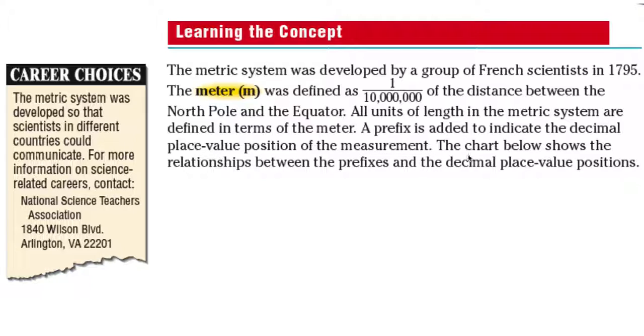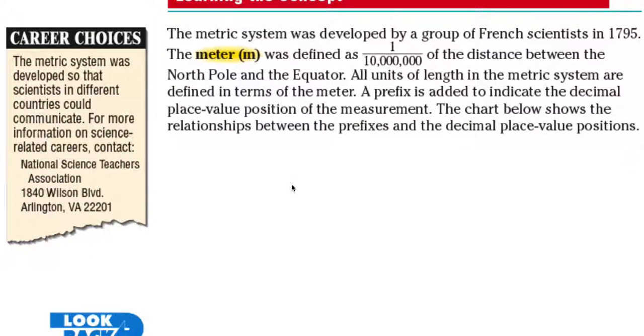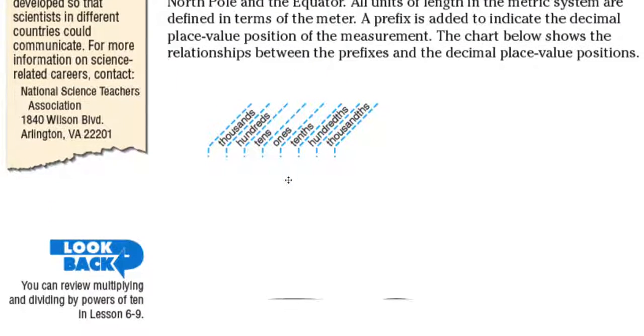The chart below shows the relationships between the prefixes and the decimal place value position. Let's look at the chart below, and these are your place value positions, and these are your metric system prefixes. So in the thousands place, you have the kilo. The hundreds place is your hecto. The tens place is your deca.